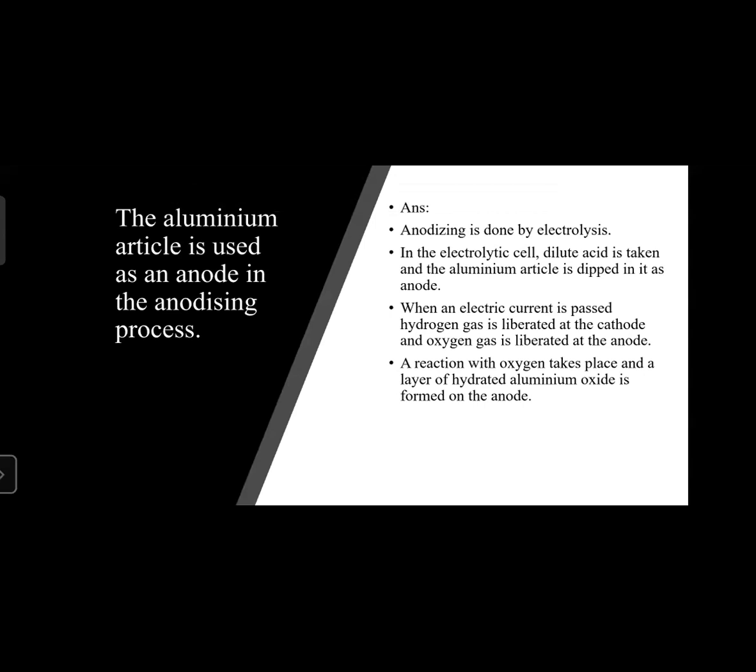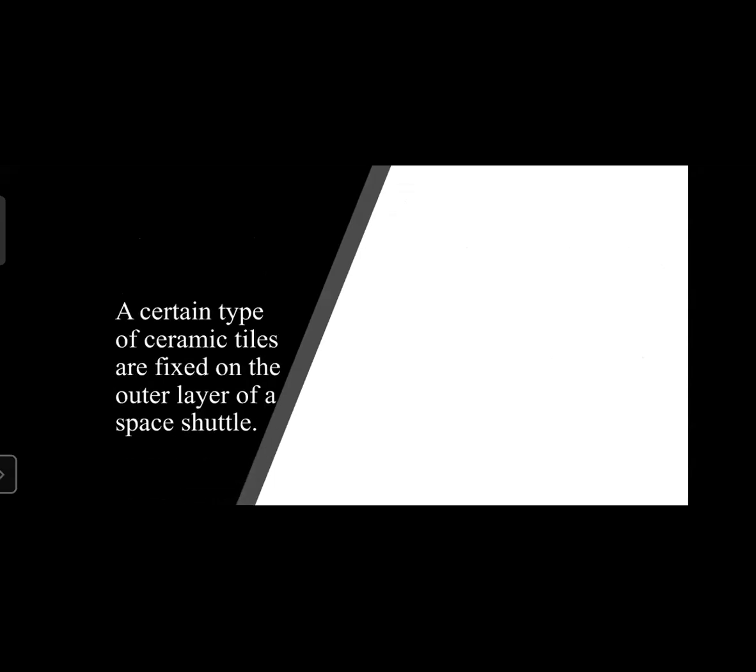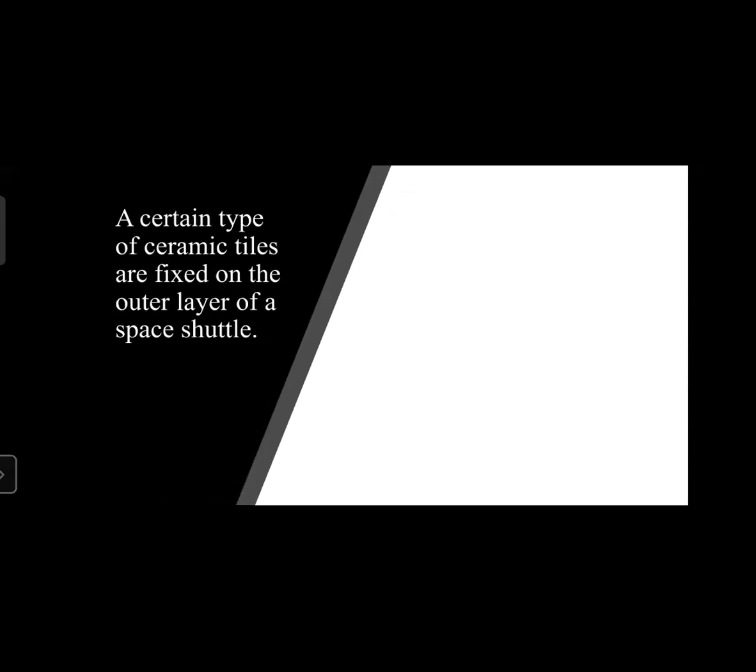There will be a reaction between oxygen and aluminum to form a layer of hydrated aluminum oxide. Now, this layer can be made attractive by adding colors in that electrolytic cell. Next, certain types of ceramic tiles are fixed on the outer layer of the space shuttle.